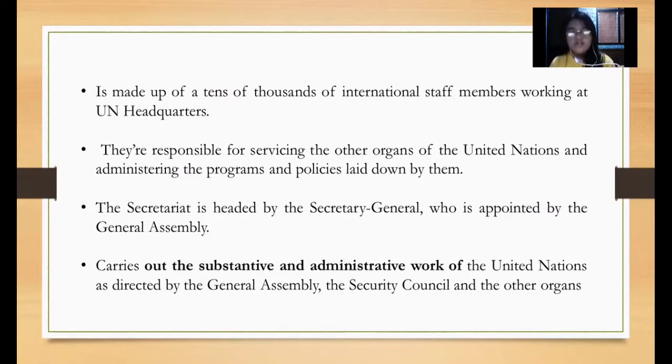So when we say Secretariat, it is made up of tens of thousands of international staff members. So ito pong Secretariat marami po talaga siyang mga staff because United Nations, it means internationally na po talaga siya, all around the globe po tong trabaho na ito. So they are responsible for servicing the other organs of the United Nations, which was already discussed to you earlier by the two first reporters of the group.